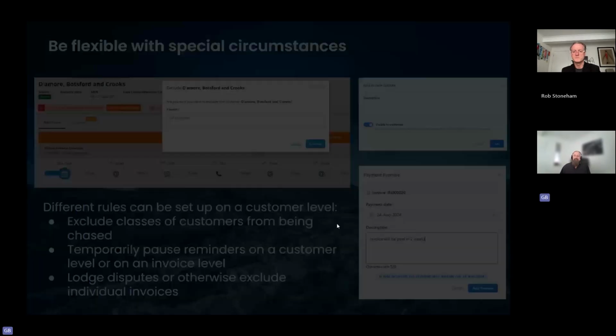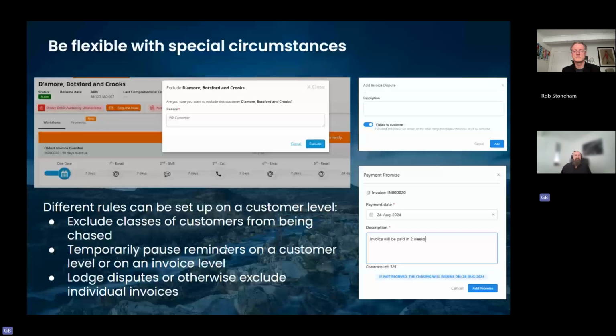And then you can be flexible with special circumstances, right? You can exclude classes of customers. I know that those of you that deal with Coles and Woolworths and Aldi and Bunnings and the government, I could send them 500 emails and 200 text messages, and you could make 700 calls to Coles. If Coles tell you they're going to pay you on the 30th of August, that's when you'll get paid. So it's one of those things, so we can exclude classes. So you can say, look, don't chase Coles or Woolworths, don't chase these corporate clients, don't chase these government clients, but chase all the other people.